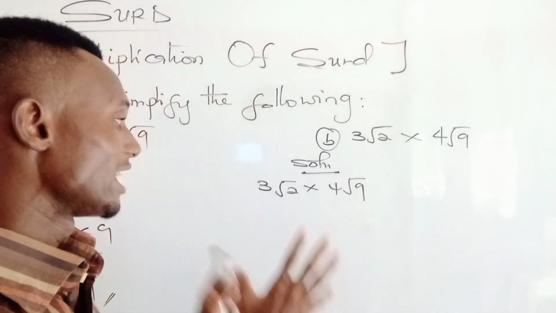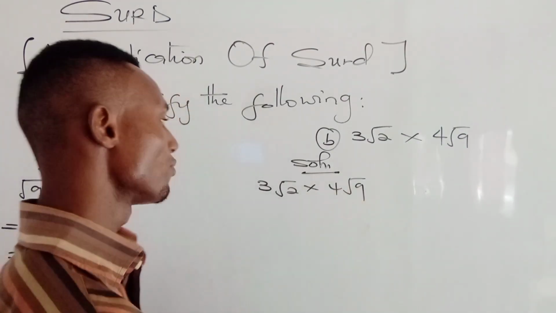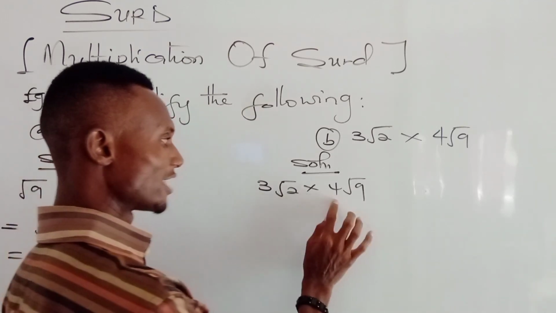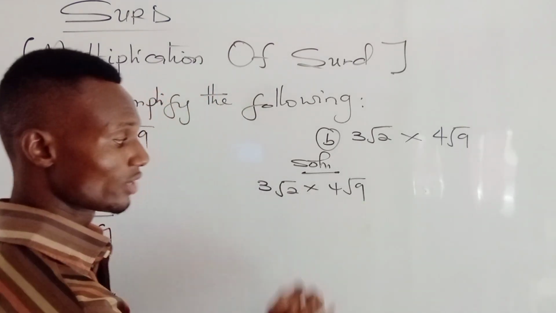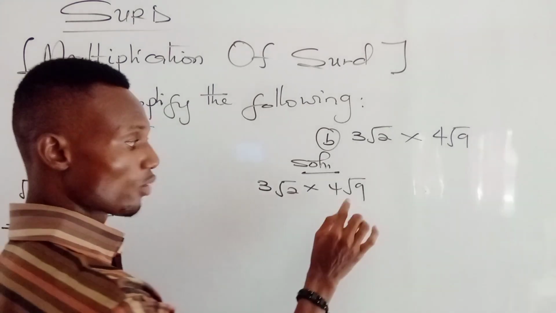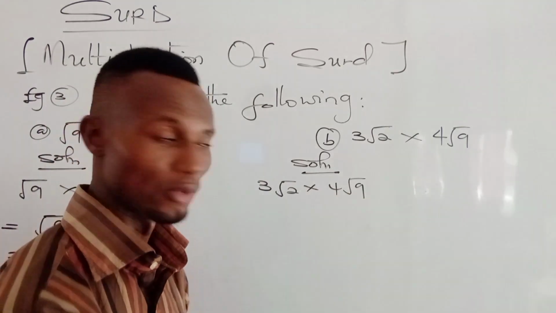Now the first approach you can use to solve this is, look at the question, we have 3 root 2 times 4 root 9. You can see that the coefficient of this root 2 is 3 and the coefficient of this root 9 is 4. Let me repeat it one more time.